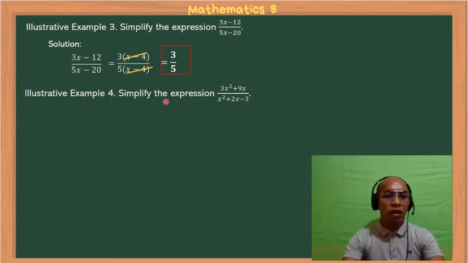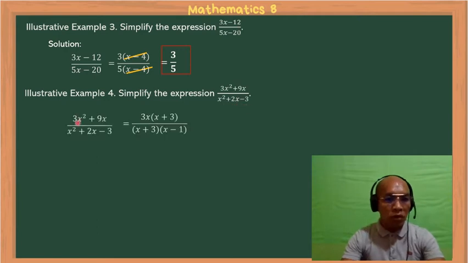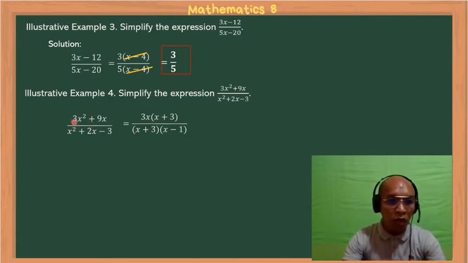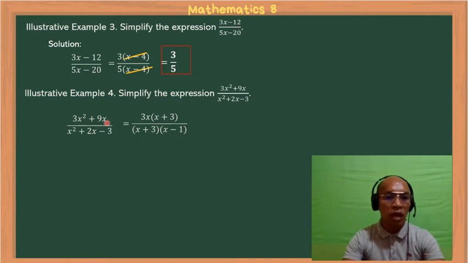Example number 4. Simplify the expression 3x squared plus 9x all over x squared plus 2x minus 3. First, we're going to factor this numerator by common monomial factoring. The common monomial factor of the constants 3 and 9 is 3. Notice the first term has x, and the second term also has x. The variable to be included in the common monomial factor is the variable with the smallest exponent. In this case, we will take the x. So our common monomial factor of these given terms is 3x.